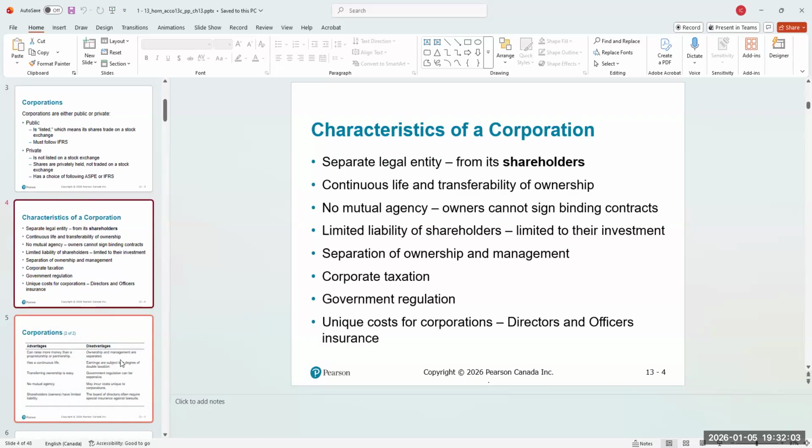Now, the characteristics of the corporation. The first one is that the corporation is a separate legal entity. What that means is the corporation is not associated with the shareholders. Shareholders are the shareholders, the corporation is the corporation. That's a separate legal entity. That gives the corporation the ability to have continuous life and to be transferable from one owner to another owner.